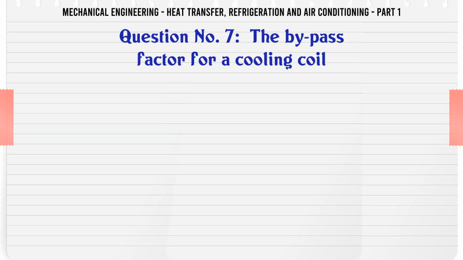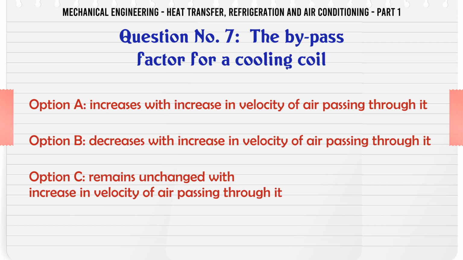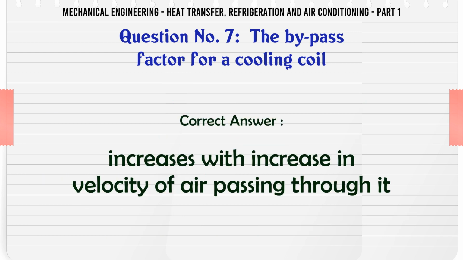The bypass factor for a cooling coil. A. Increases with increase in velocity of air passing through it. B. Decreases with increase in velocity of air passing through it. C. Remains unchanged with increase in velocity of air passing through it. D. May increase or decrease with increase in velocity of air passing through it depending upon the condition of air entering. The correct answer is increases with increase in velocity of air passing through it.